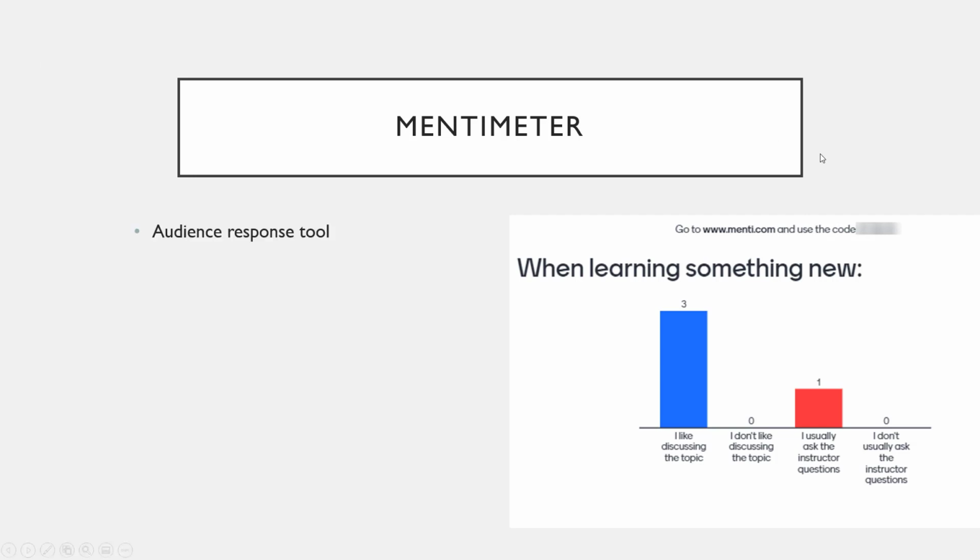Mentimeter is a really nice audience response tool. You can use it on web or mobile, and there is a free version. Of course, it's a little bit limited, but it is free. I like to use Mentimeter in webinars especially because when you're in a webinar, as you probably found with Zoom, it's hard to see if your students are paying attention.